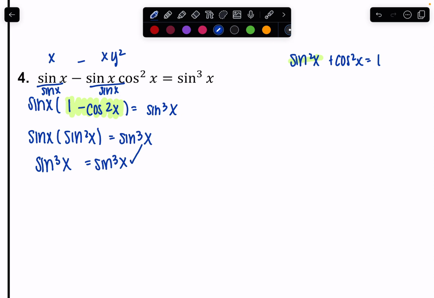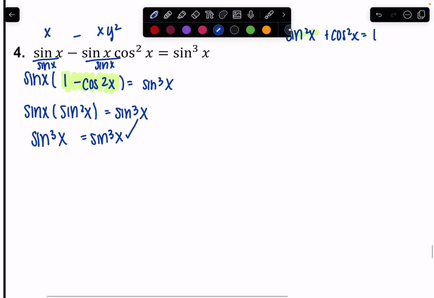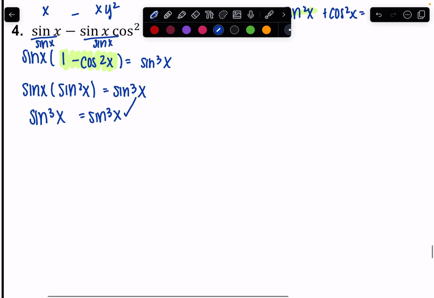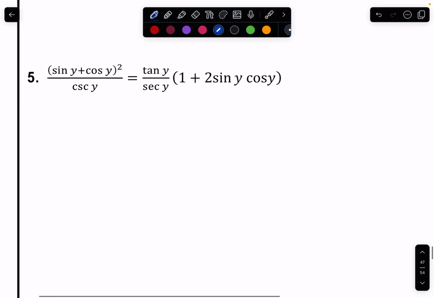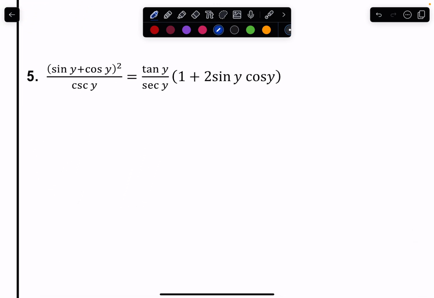Not only can we multiply by a conjugate to increase the power on one of the sines or the cosines, but we can also factor. Right? Factoring allows me to turn any kind of subtraction really into a multiplication looking problem, like how we did here, and allows me to maybe substitute something in. Okay, last one here. It looks more complicated than what it is.